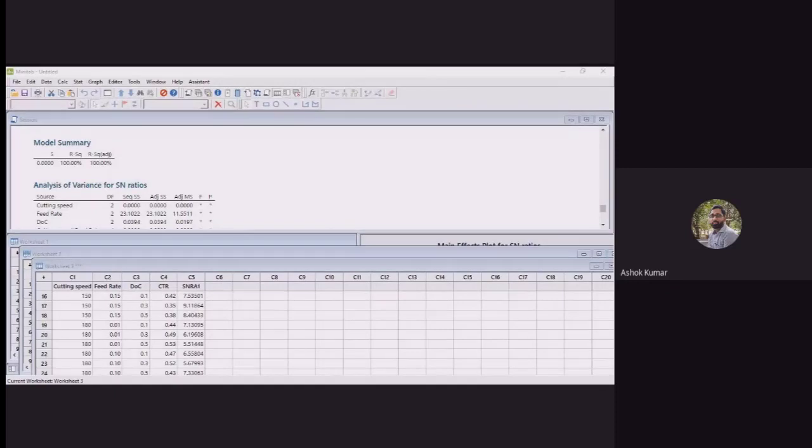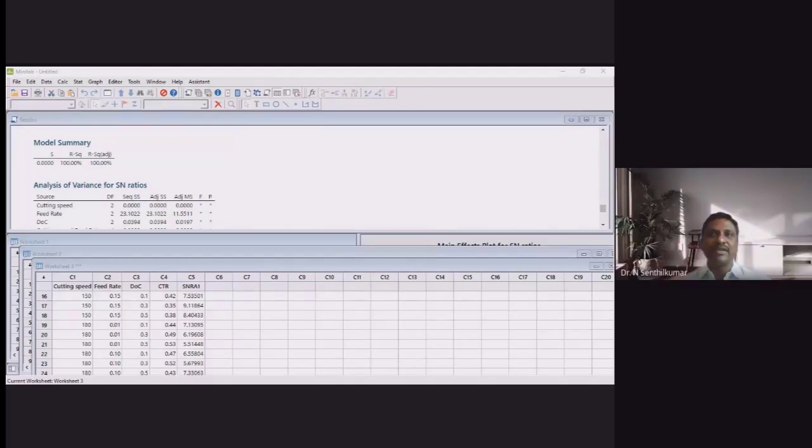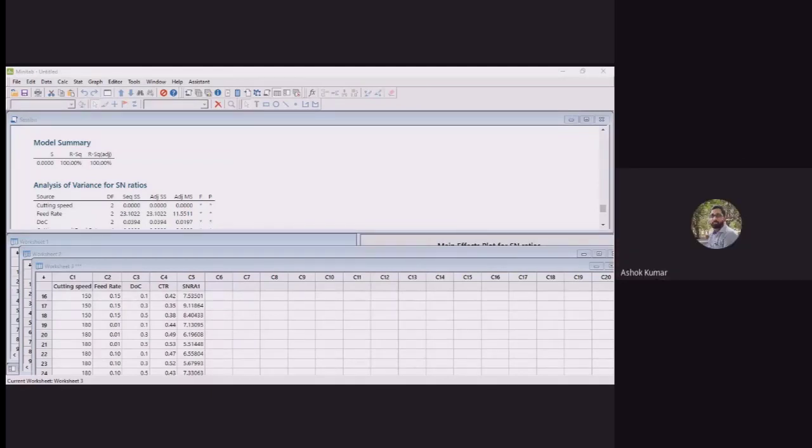Sir, only one doubt, sir. Here you have taken 3 parameters, 3 levels. For the third parameter, we have selected the 5th column. If you have 4 parameters, 3 levels, for the 4th parameter, what column do you have to select? Seventh column you have to select, sir.